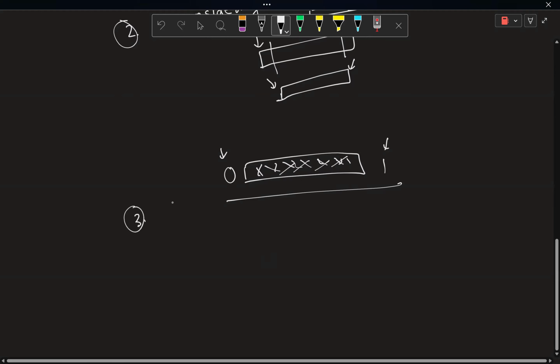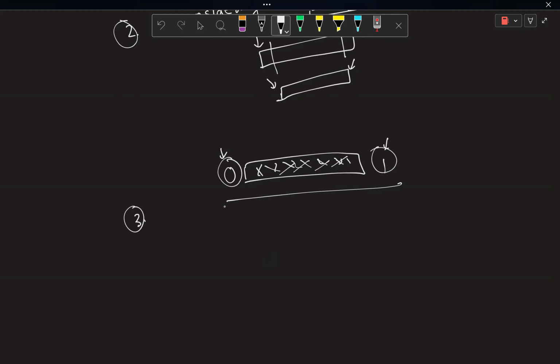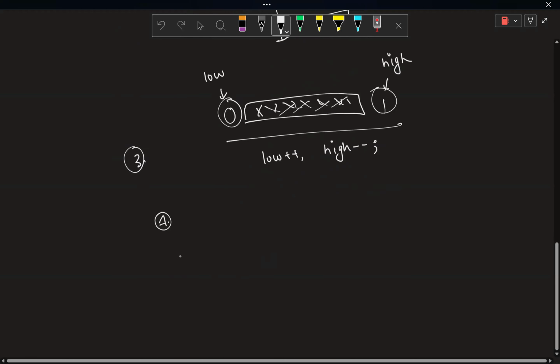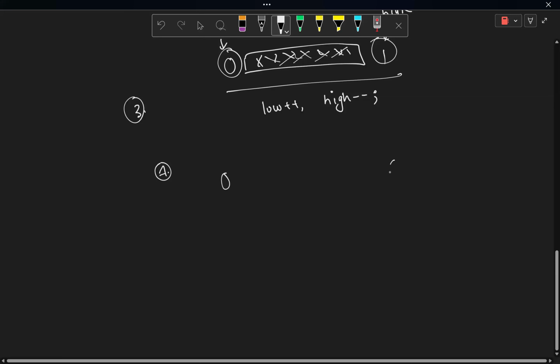So this is the third thing. If the elements at low and high are equal, then low plus plus and high minus minus, you don't need to worry about it anymore. The fourth thing, what if the outside elements are same?